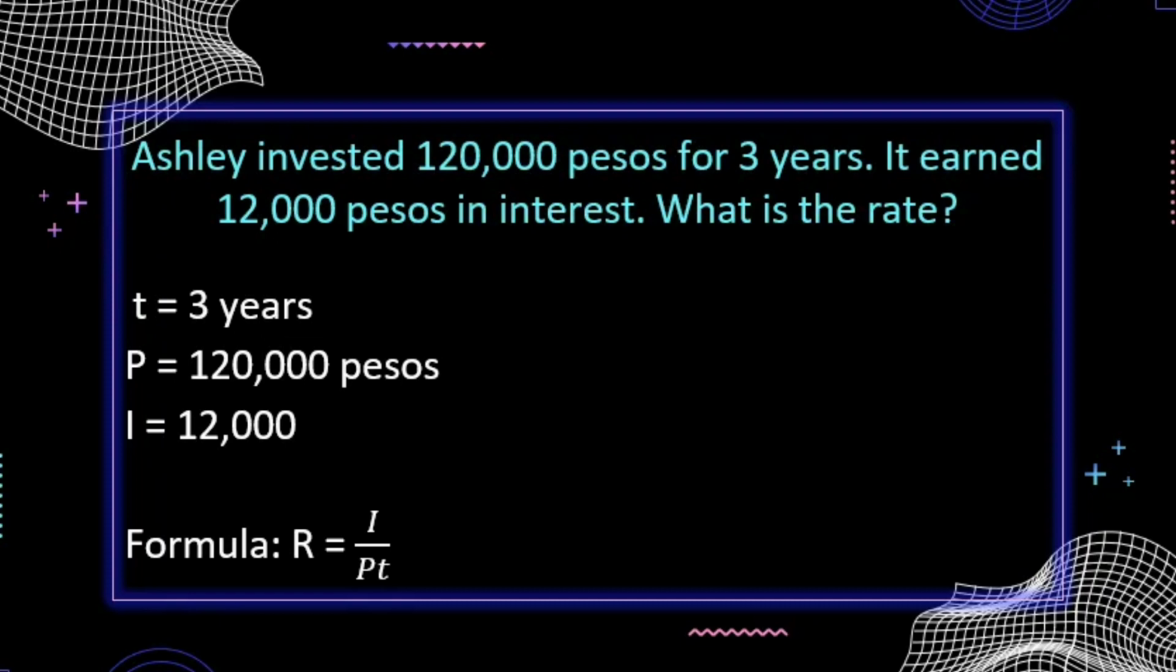For our term of loan, we have 3 years. For the principal amount, we have 120,000 pesos, and for the interest, we have 12,000 pesos. The formula we are going to use is R equals interest divided by principal amount multiplied by term of loan.